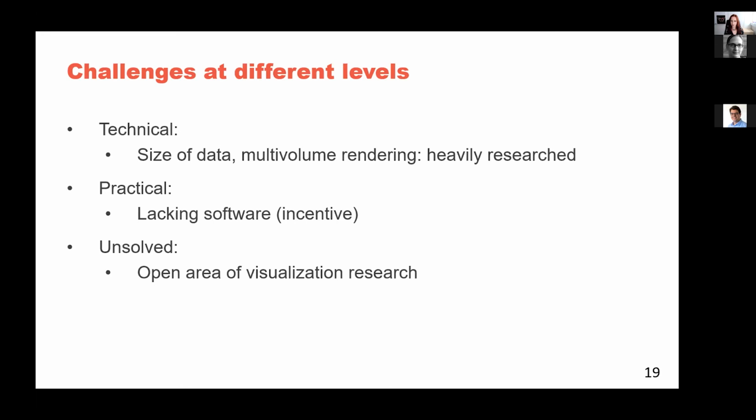You can have a set of challenges that are more practical. For example, lack of software support. This is in part due to the incentives that we have in academia to develop software, right? So when PhD students are developing software, it's very often only reaching the prototype stage. And that is because the incentive structure revolves around publishing papers and not so much building a complete software framework. It could also be that it's an unsolved challenge.